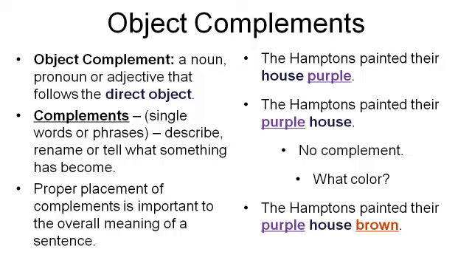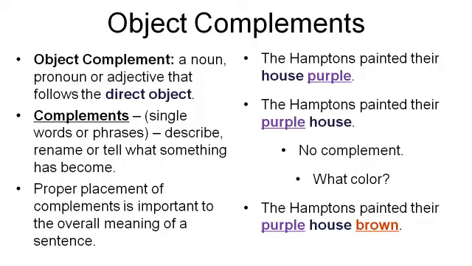The Hamptons painted their purple house brown. Purple is the adjective that describes the house, and brown is the object complement that tells what the color was changed to or what the house had become. Notice that the adjective comes before the verb and is not included in the predicate. On the other hand, the word brown is included in the predicate and comes after the direct object.